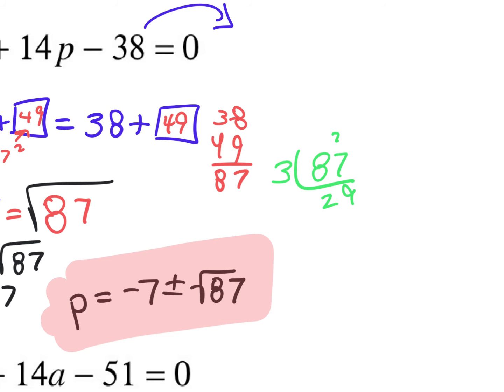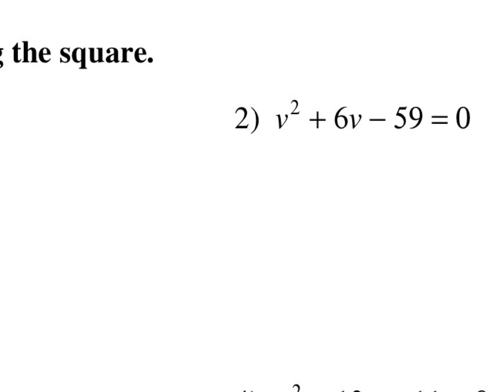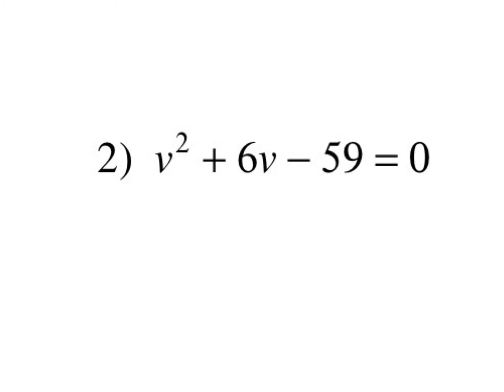No. So you guys are fine. -7 plus or minus square root of 87. That's fine. These answers generally are not going to be nice and pretty. But the process of completing the square is exactly the same.